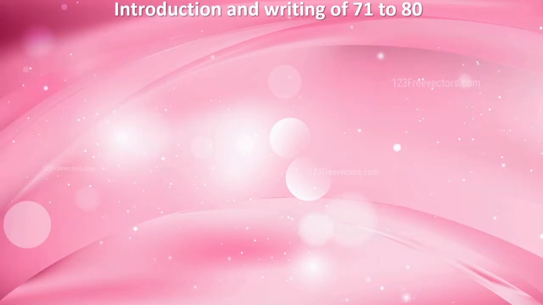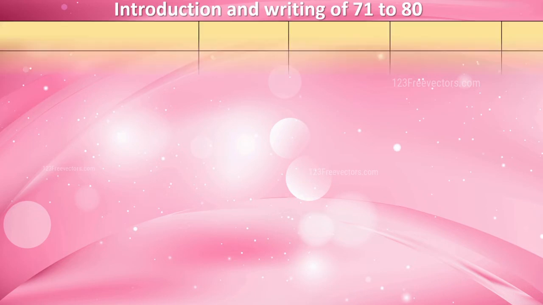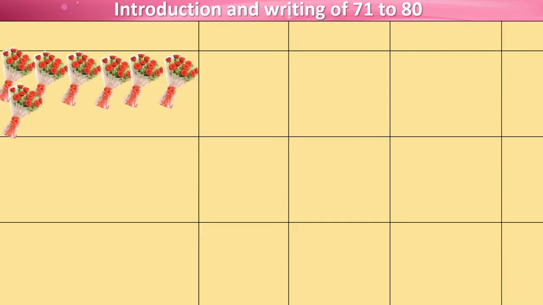Now dear children, we will move to our next topic, that is introduction and writing of 71 to 80. The procedure is same. Okay. Here is a table. Here you can see bouquets. Bouquet means bunch of flowers. Like these bouquets we use in parties or on birthdays to give the persons, isn't it?